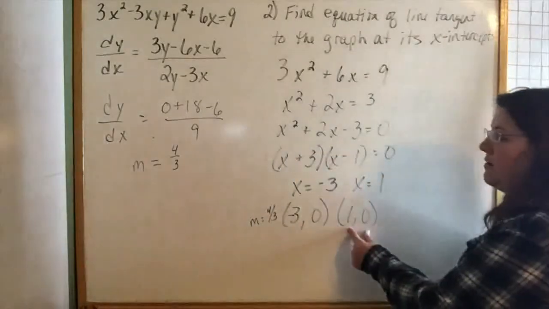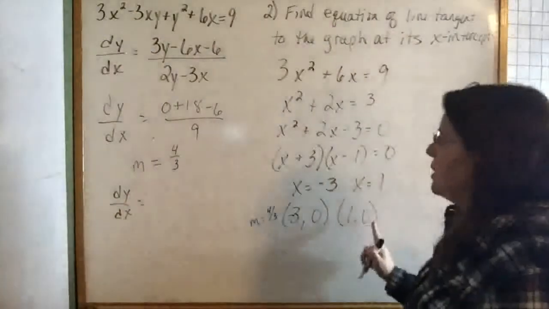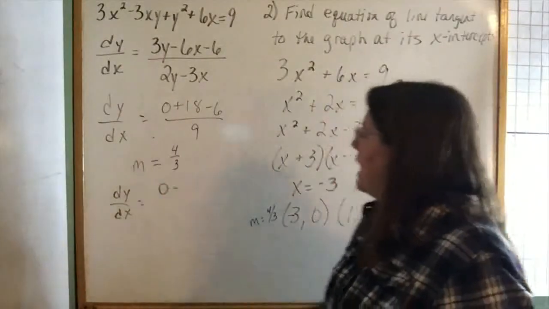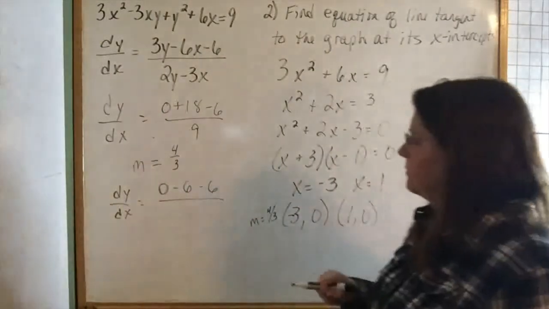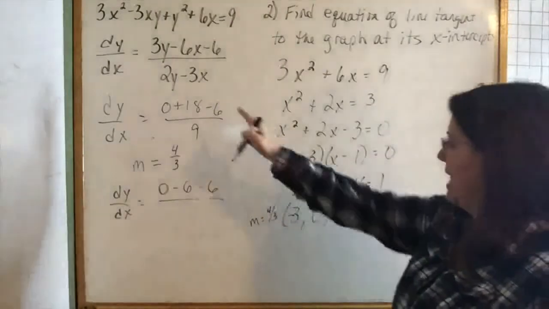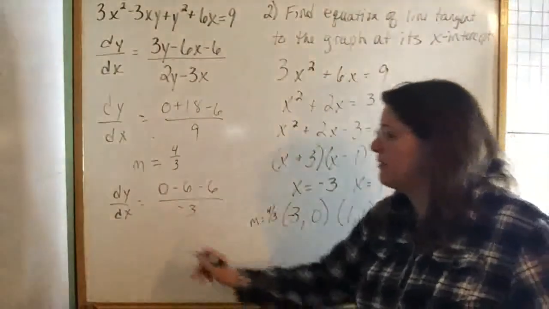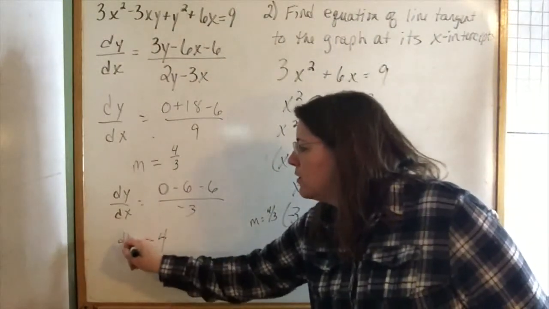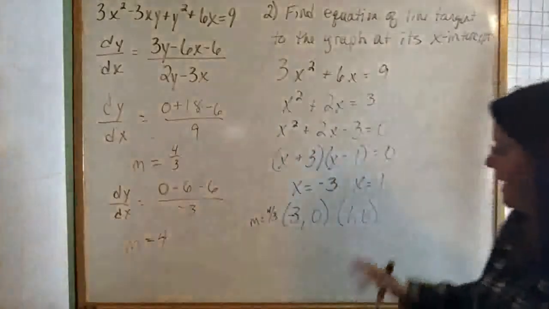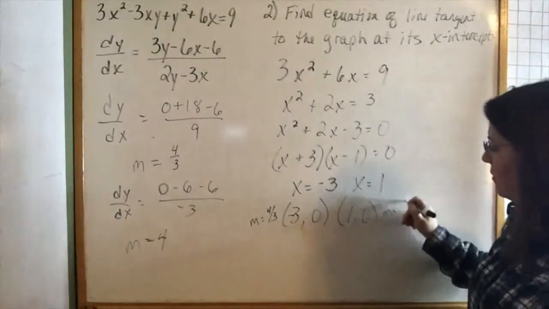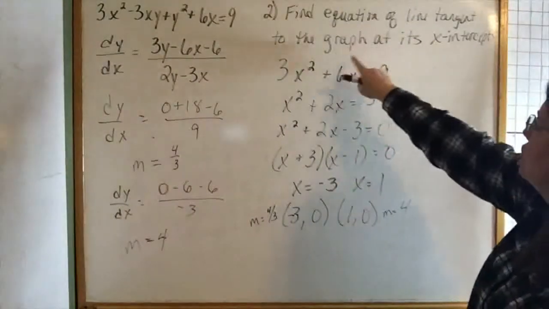If I plug 1, 0 into the same equation, my dy over dx is equal to 3 times 0 is 0 again, minus 6 times 1 is minus 6, minus 6 again, over 2 times 0 is 0, and negative 3 times 1 is negative 3. So negative 6 minus 6 is negative 12, divided by negative 3 would be a positive 4. So my dy over dx, or I could write that as my slope of the tangent line at 1, 0 is 4.